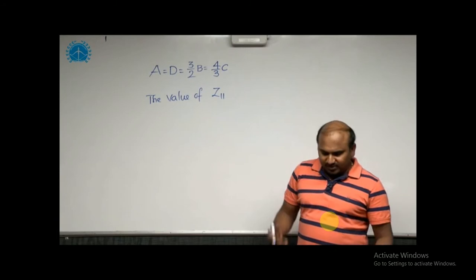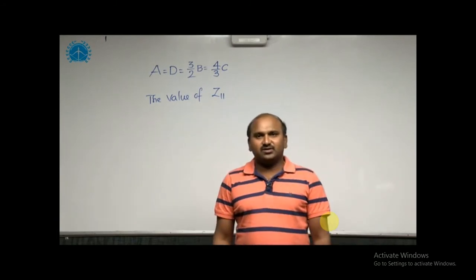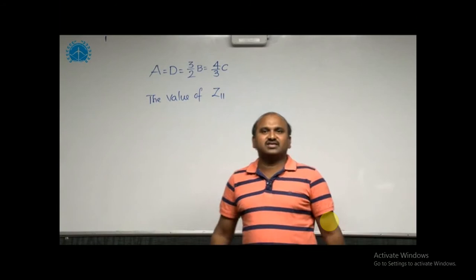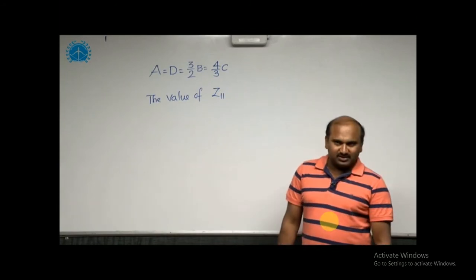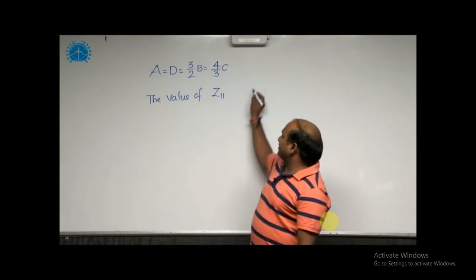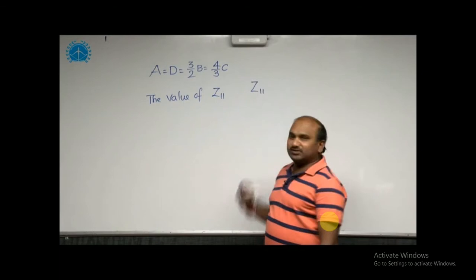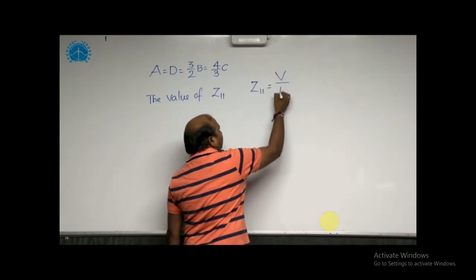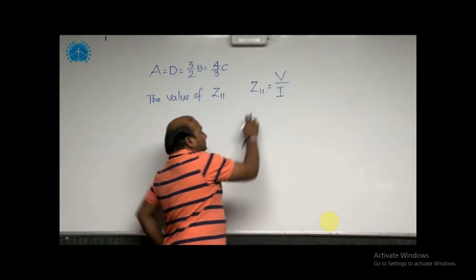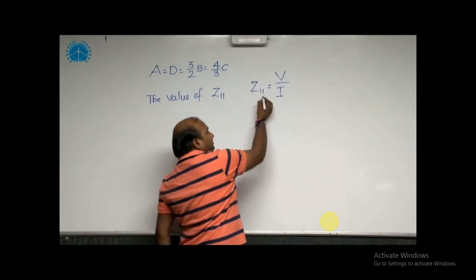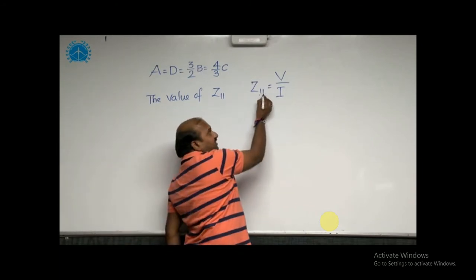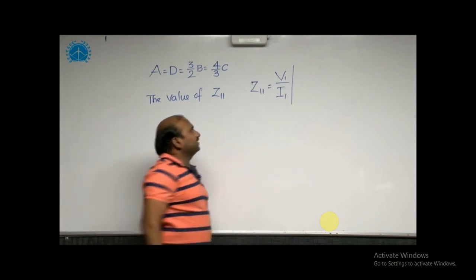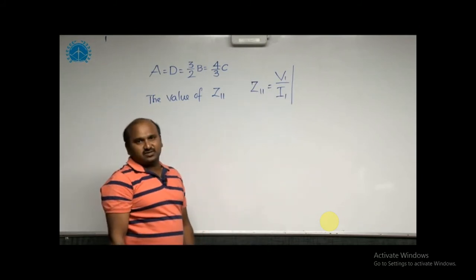Whenever, for a two-port network, you want to find a single element of any parameters, first we have to consider the condition for that particular element. Here we need to define that element. Z11 impedance is the ratio between voltage and current, V by I. The first subscript indicates the voltage, the second subscript indicates the current, because it is impedance. And these impedance parameters are also called open circuit parameters.